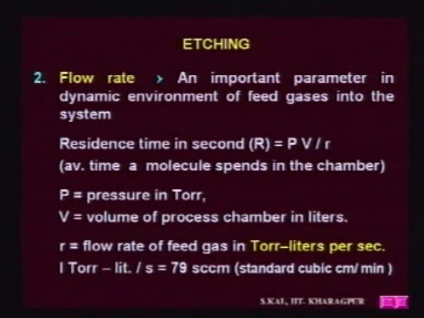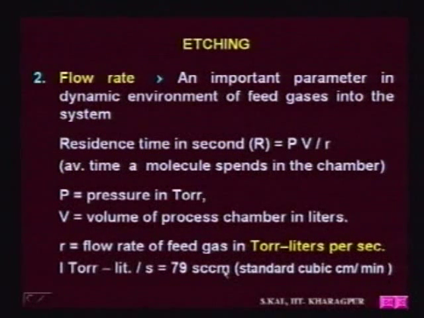Normal flow rate of feed gas in a plasma chamber is about 79 SCCM, and SCCM is a unit which is used for the flow rate, and its full name is standard cubic centimeter per minute. Normally from the cylinder you can get the cylinder pressure of the gas in torr, and to convert torr liters per second to SCCM, the conversion rate is 1 torr liter per second is equal to 79 SCCM. This is the conversion rate.